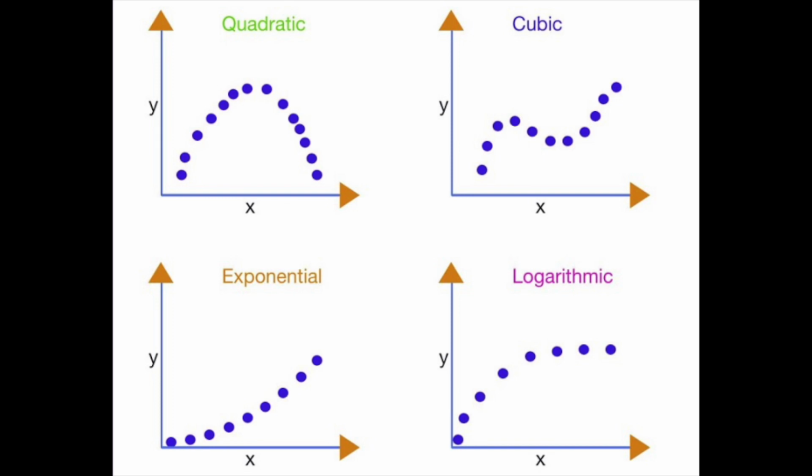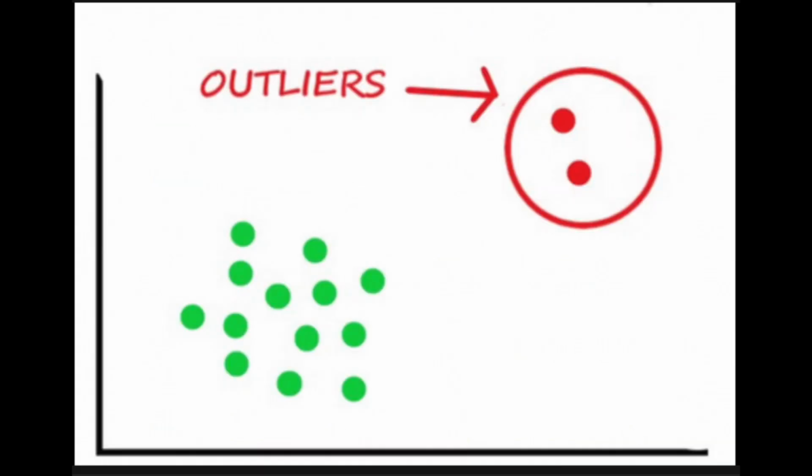Look at these graphs: quadratic, cubic, exponential, and logarithmic. They show nonlinear relationships. The Spearman correlation is great when you suspect that your data follows patterns like these, where the relationship between variables increases or decreases consistently, but not necessarily proportionally or linearly. Another critical aspect where Spearman correlation proves incredibly useful is in its approach to outliers. Let's explore how this method manages these unusual data points.